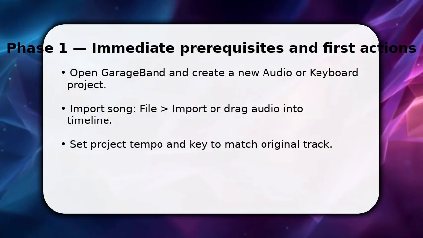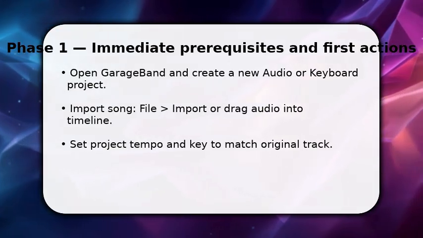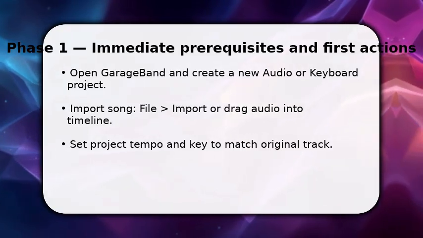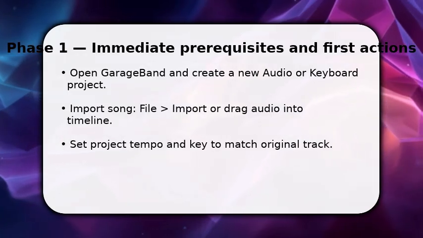You start by opening GarageBand and creating a new project so edits stay isolated. Import the audio immediately, drag the track into the timeline, or use file import, because working with the full file helps you pick the ringtone section.